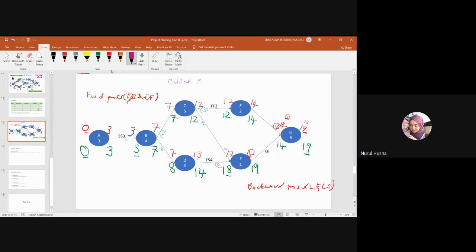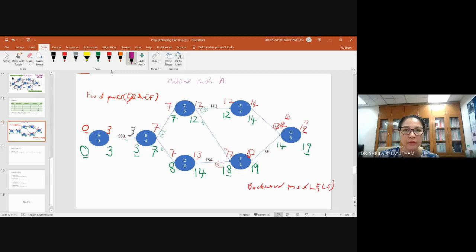A, B, C, E, G. Okay, so A, B, C, E, G. Okay, so in simple terms, you can see that your late finish minus your early finish, you get 0. Okay, so this would be your critical path.